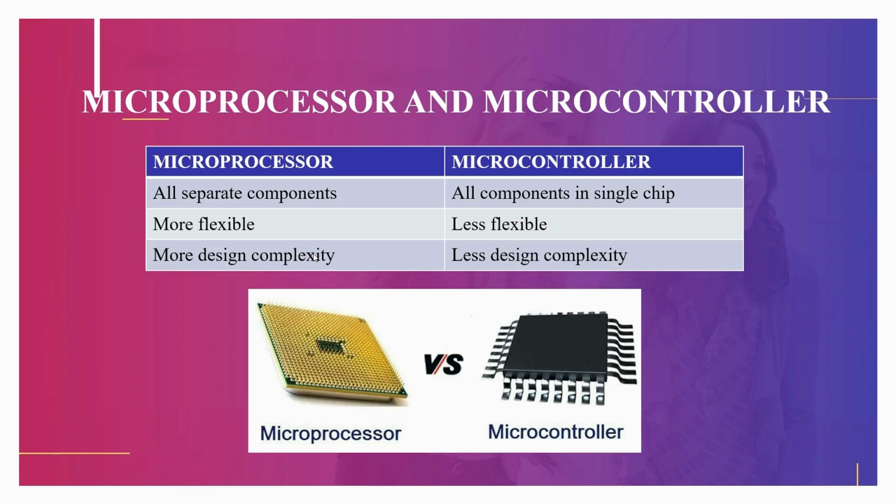Microcontrollers versus microprocessors. Microcontrollers are optimized for control based applications like a washing machine, whereas microprocessors are used in general purpose systems like laptops. Microcontrollers have integrated memory and input output ports, making them more efficient for embedded tasks.